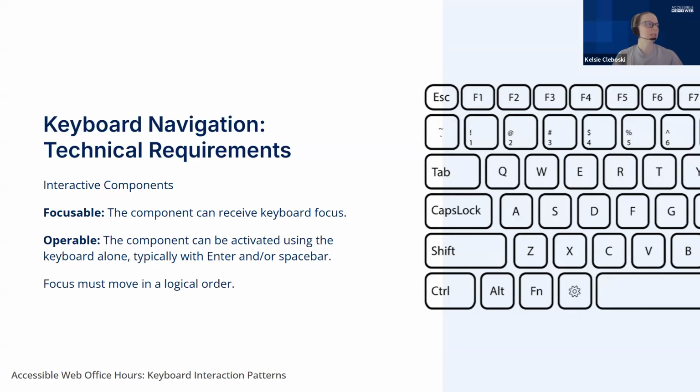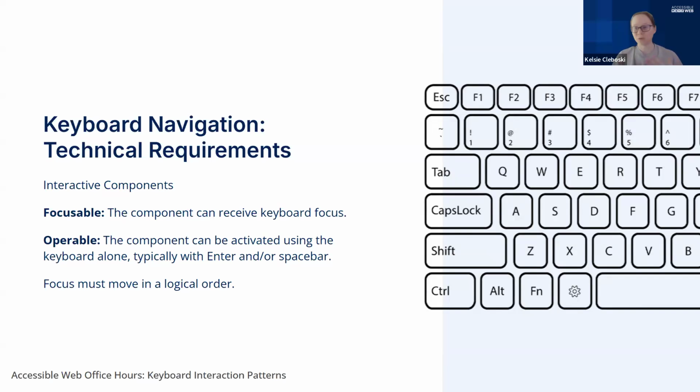Those components also need to be operable. That means that the component can be activated using the keyboard alone, and typically we do that with the Enter key or the spacebar key. So again, I definitely run into issues where we'll see a component that is keyboard focusable, but if we try to activate it with the keyboard, nothing happens. So we need to make sure that both of those pieces are in place for a component to work correctly for someone using keyboard navigation or any of those assistive technologies that are working off of that keyboard navigation model.